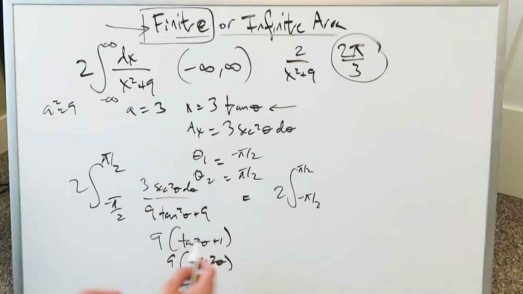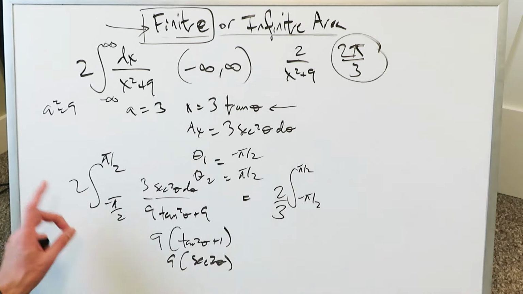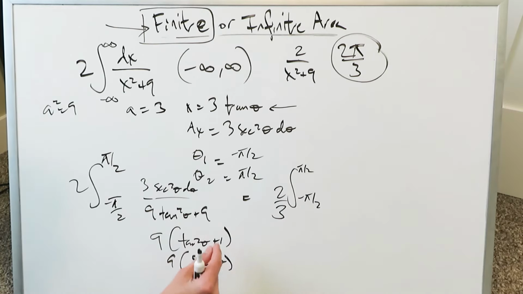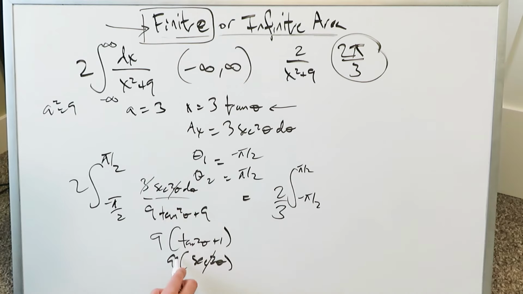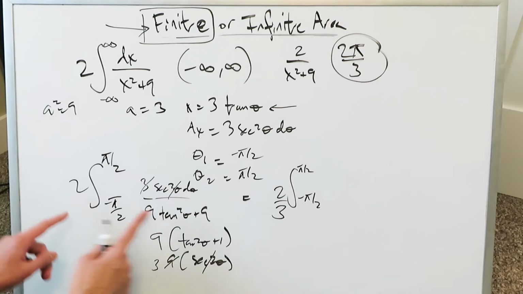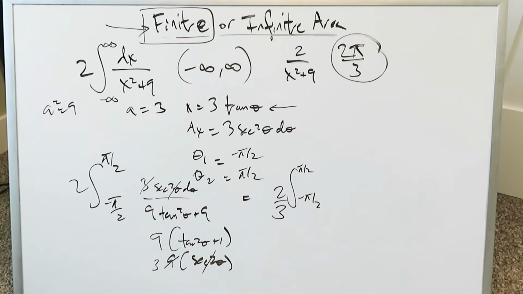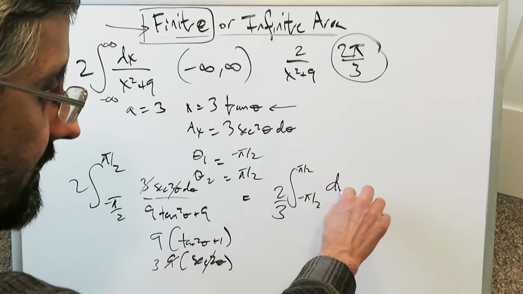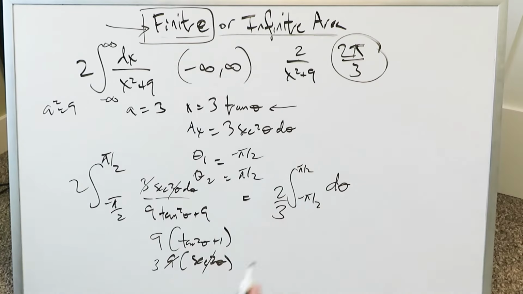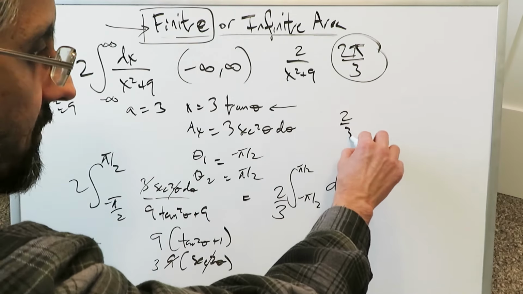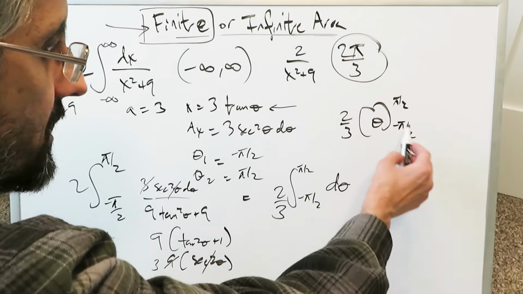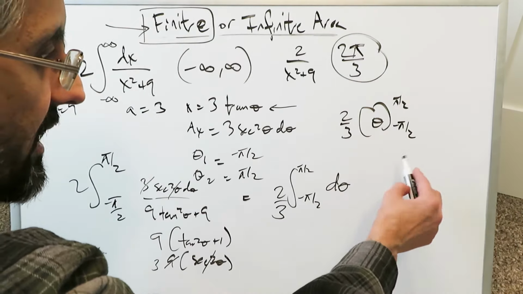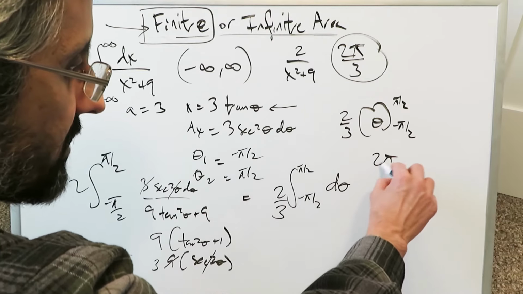That 1 over 3 can be pushed out as a 2 over 3 because you already have a 2 sitting out front. Remember, this became a secant squared theta, which cancels out with that. You have a 3 which cancels with the 9 and brings in a 1 over 3 that comes out as a coefficient attached to the 2, giving 2 over 3, and you end up with nothing here other than d theta. The antiderivative of this is basically 2 over 3 theta, evaluated from pi over 2 to minus pi over 2. You do the difference of the two, you get a pi which attaches to 2 over 3, so you have 2 pi over 3.